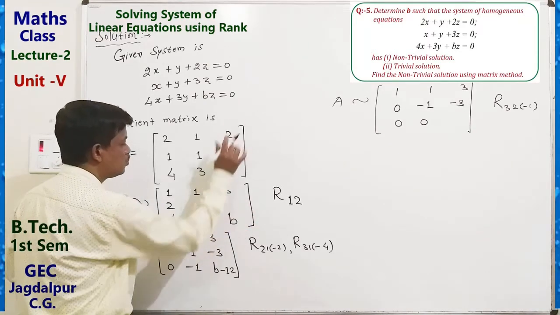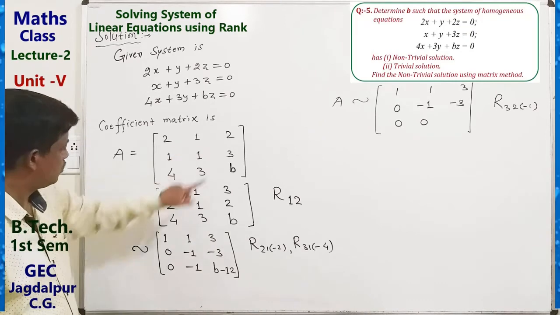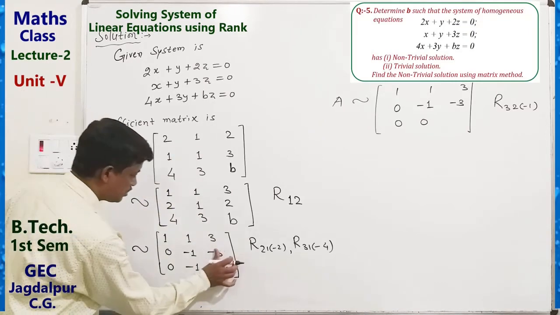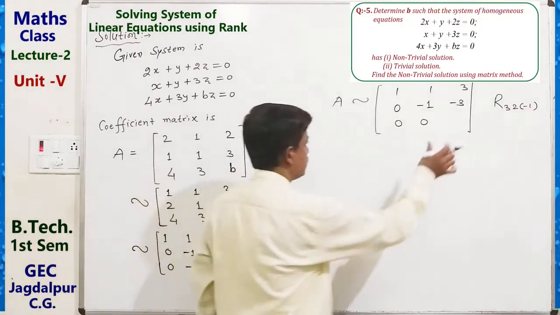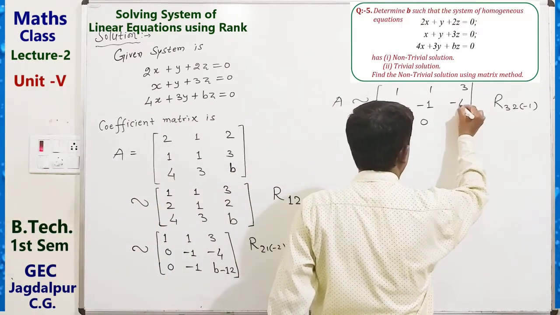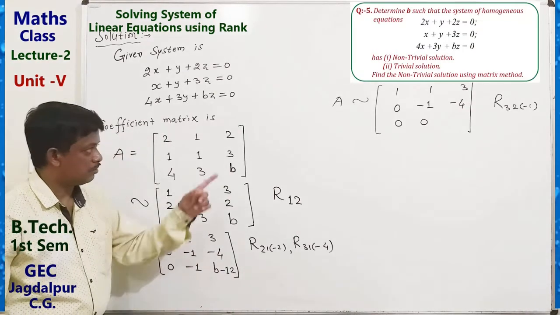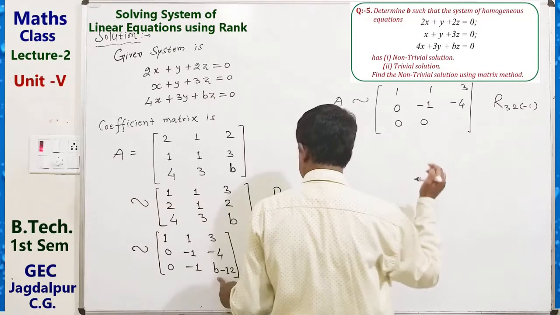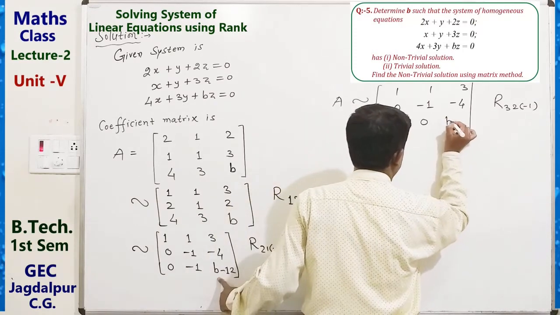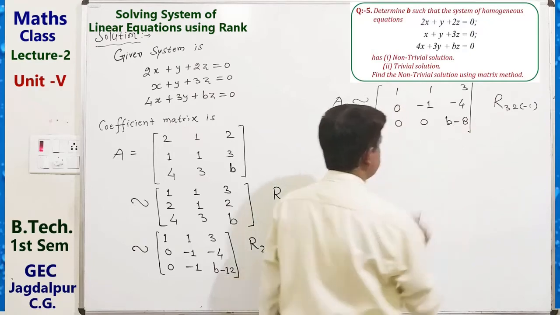This was a 2 value. 2, 2, 1, 2, 2, 1, 2. So here minus 4. There was a mistake in writing, it should be minus 4. Now minus 4 plus 4 is added here, so we get B minus 8.